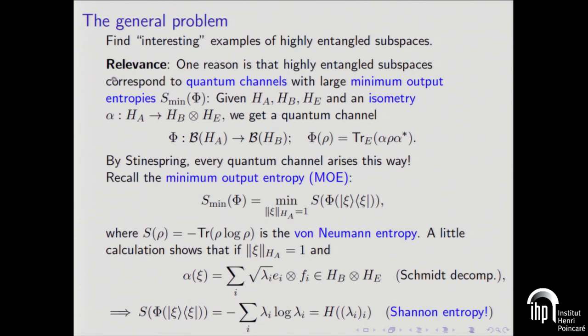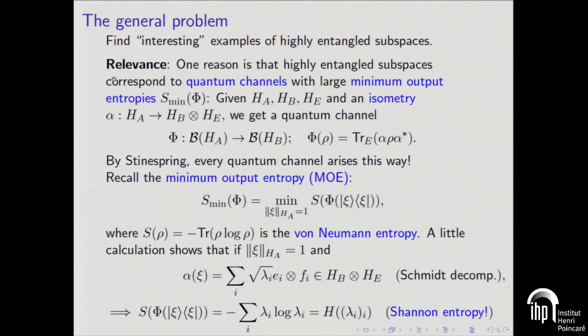So if you just compute a few things for this quantum channel given by this form up here, where you plug in rho given by this rank one projector, then you see the following. If I start with this unit vector and I write down the Schmidt decomposition of the corresponding image inside of the tensor product, then the von Neumann entropy of the output is precisely the Shannon entropy of the string of Schmidt coefficients.